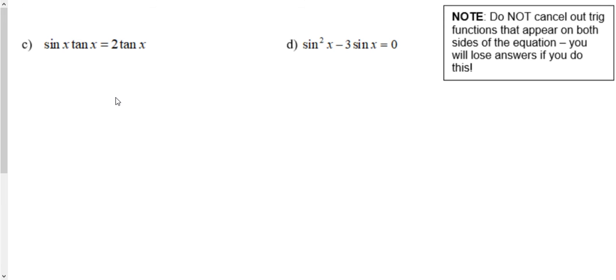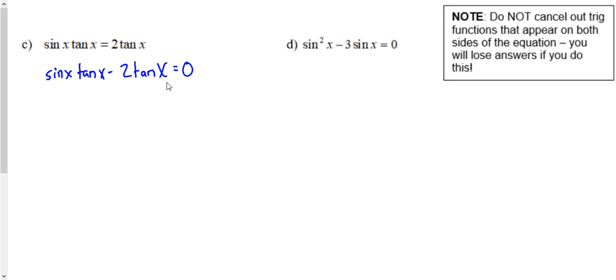In example C, again, what I want to do here is try to isolate and have all my functions on one side. Right now I have sine x tan x equals 2 tan x. What I want to do is move everything to one side, have all the trig functions on one side. So I'm going to move my 2 tan x to the left. So I have sine x tan x minus 2 tan x. There we go. That's all equal to 0 on the right.